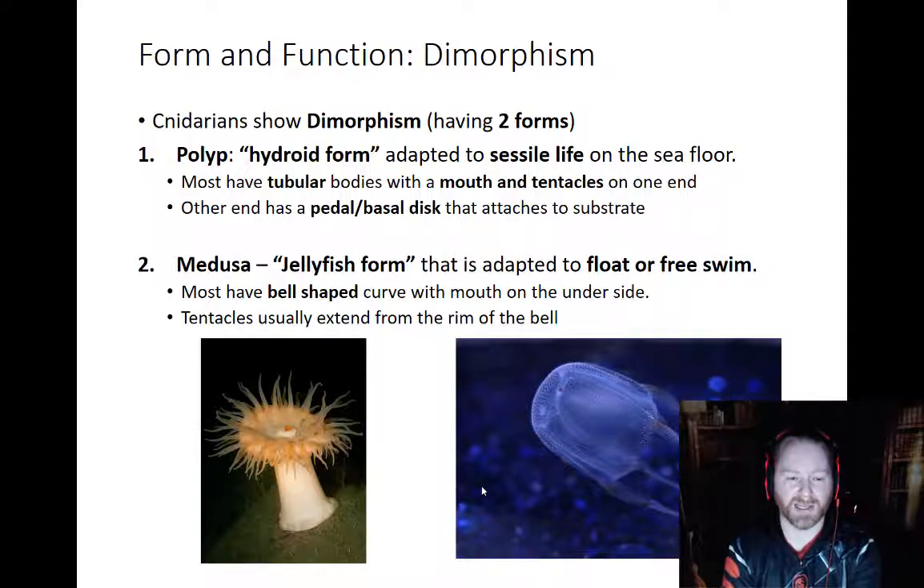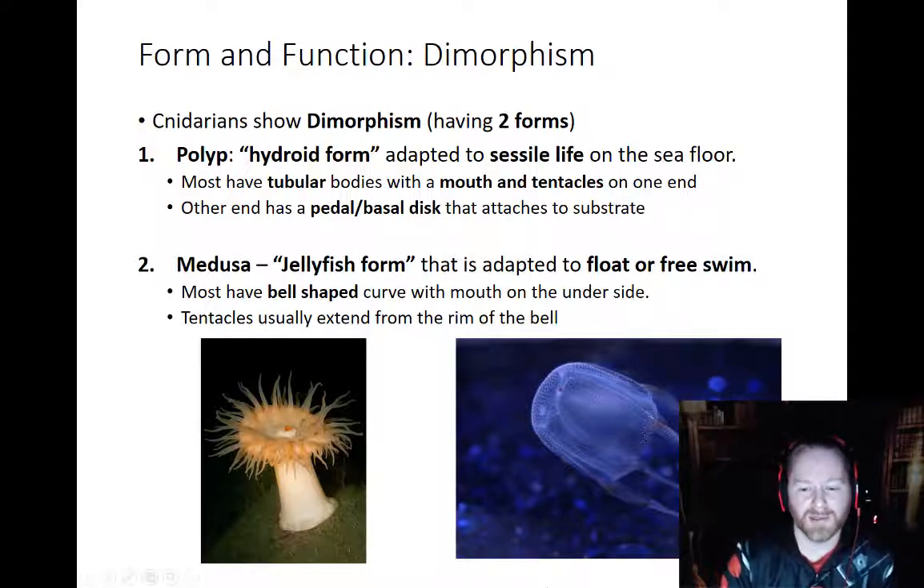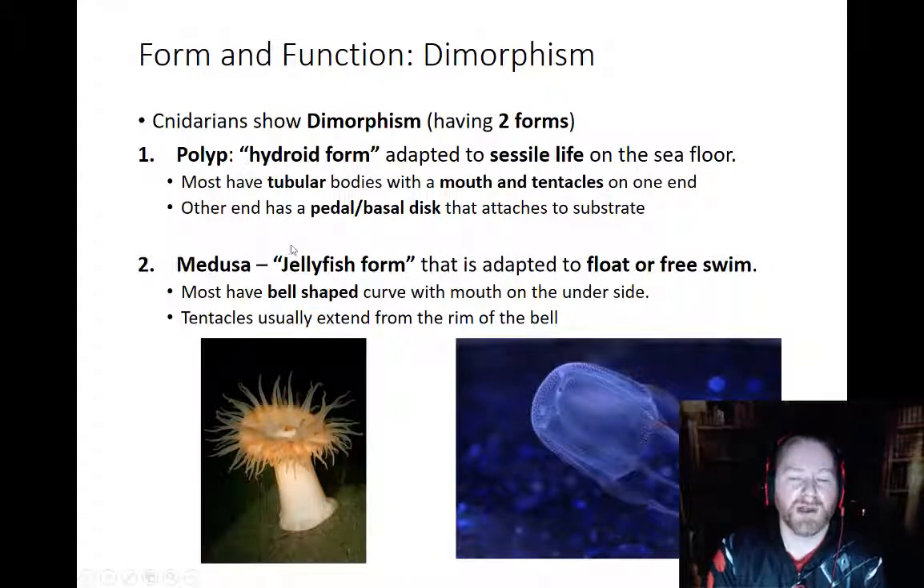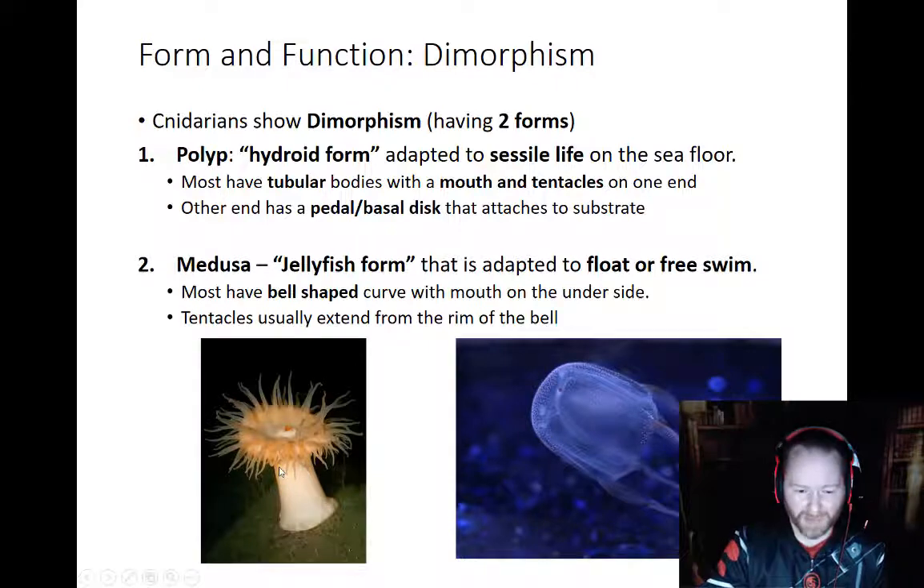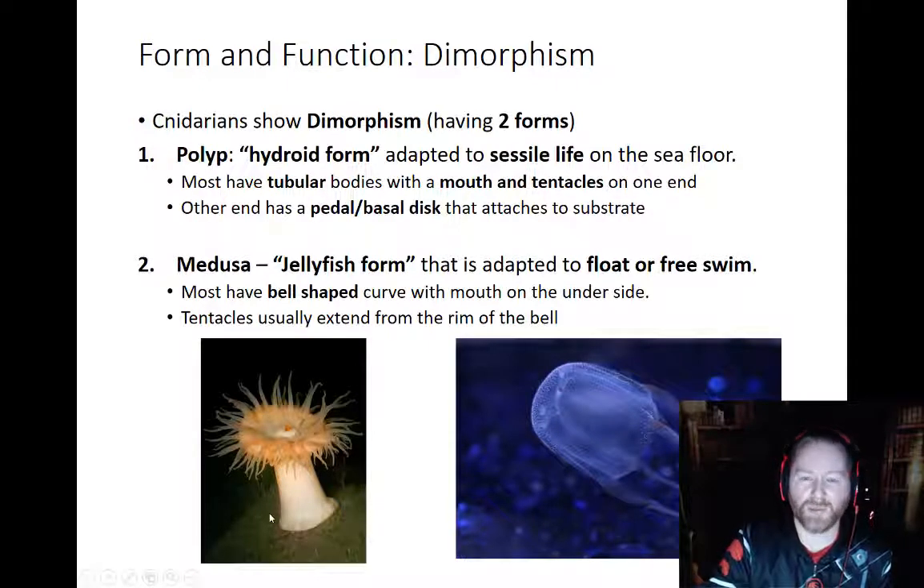There are two body styles that they can have. So we have the polyp, which is right here, and we have the medusa. Here's an example of that. So the polyp is essentially what we call the hydroid form, and just know that this is the form where essentially they sit on the bottom and they don't move. So we call these sessile.